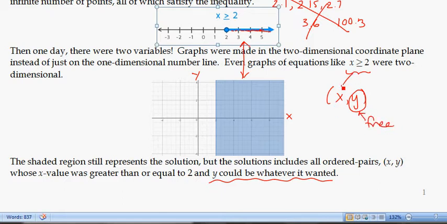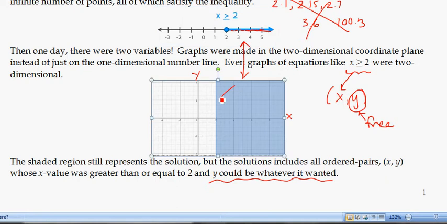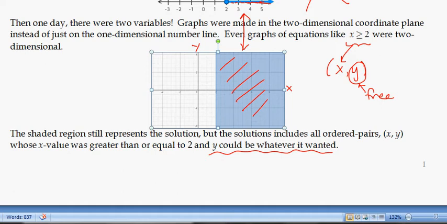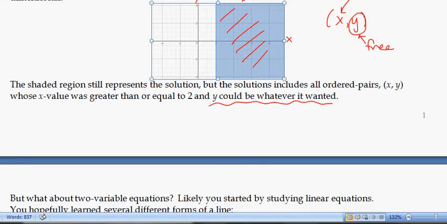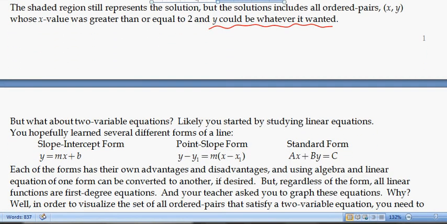And the only restriction is on x. So we're just looking at all of these x values being greater than 2, but y can be whatever it wants. Okay, so again, shading is still representing the solution, and we're getting a good visual of what's happening.